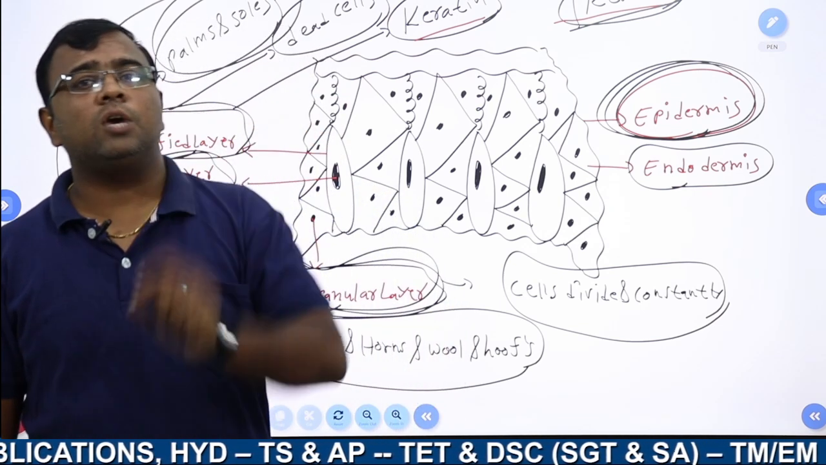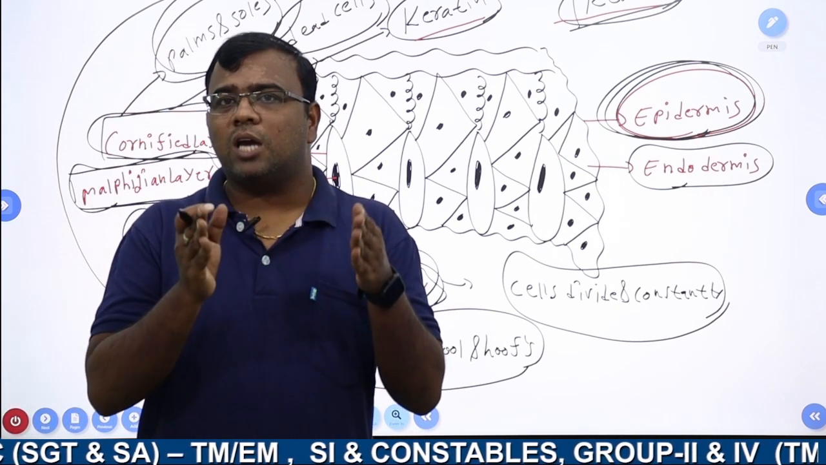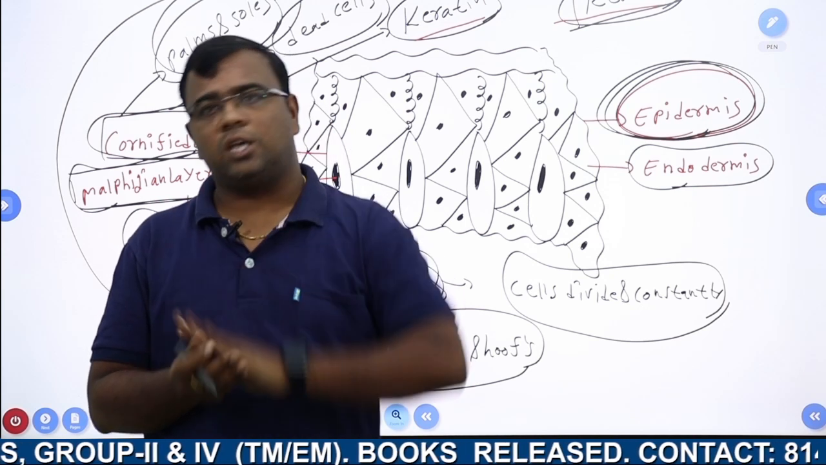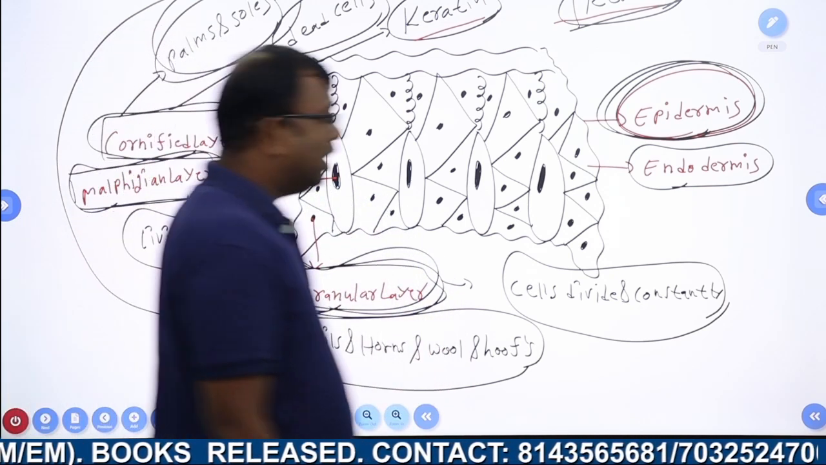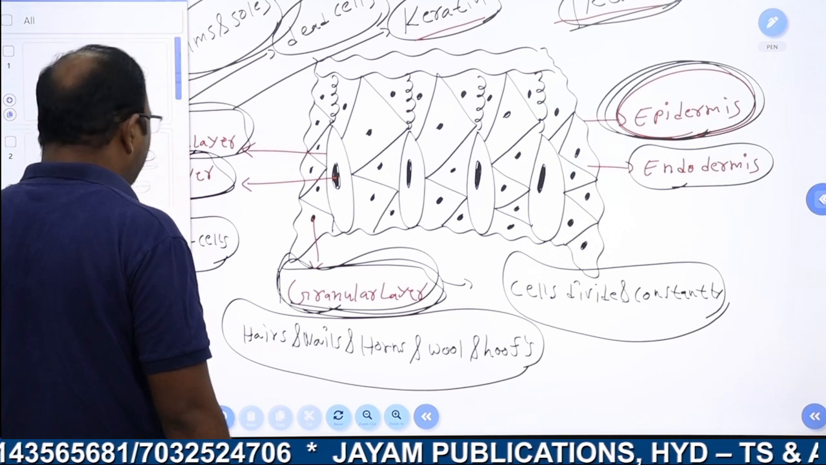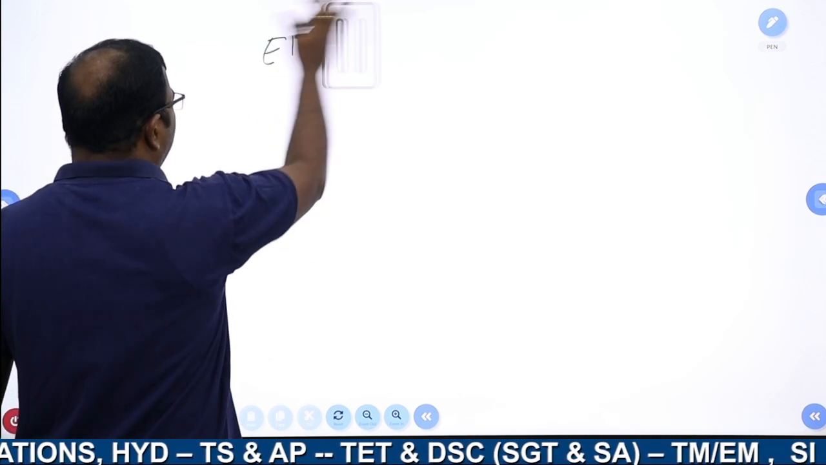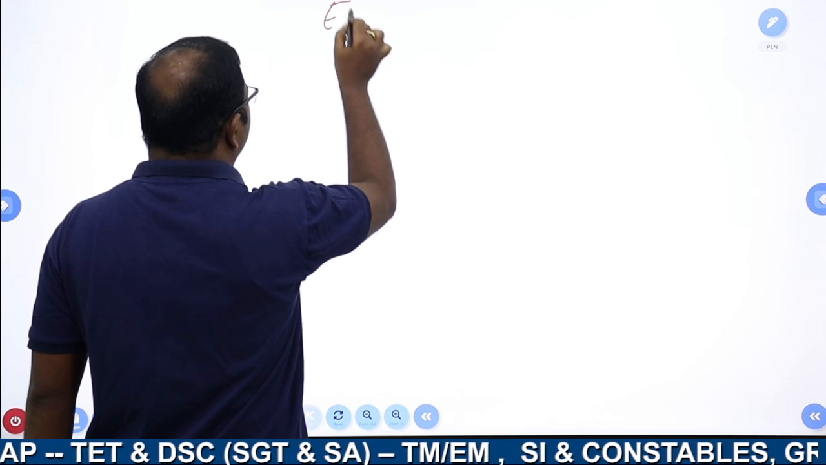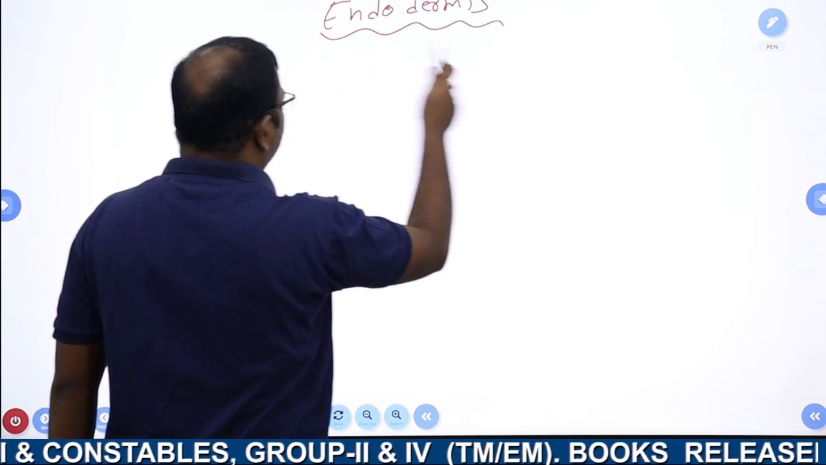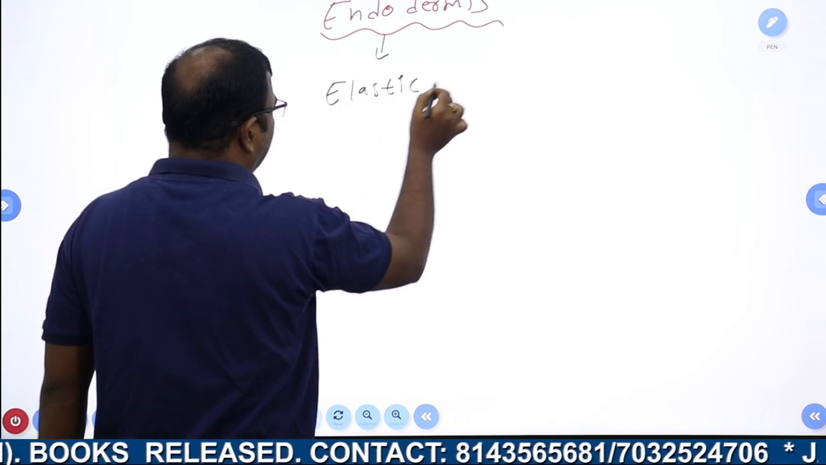The endodermis gives elasticity to the skin. The epidermis does not give elasticity to the skin. The endodermis is made up of elastic connective tissue.